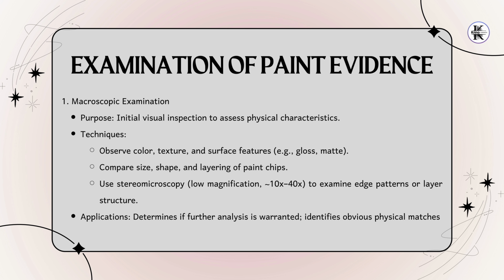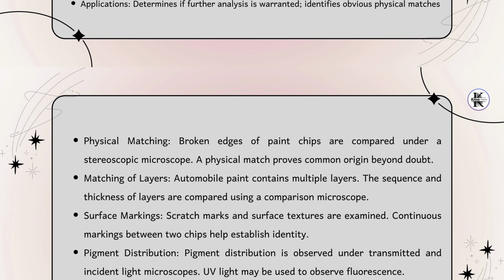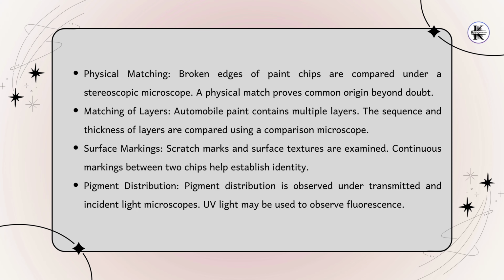Now let's look at different examination techniques. In macroscopic examination, we perform a visual inspection. We observe color, texture, gloss, size, and shape. Stereo microscopy is used to examine the layer structure and edges. This step helps in initial screening and identifying obvious matches.